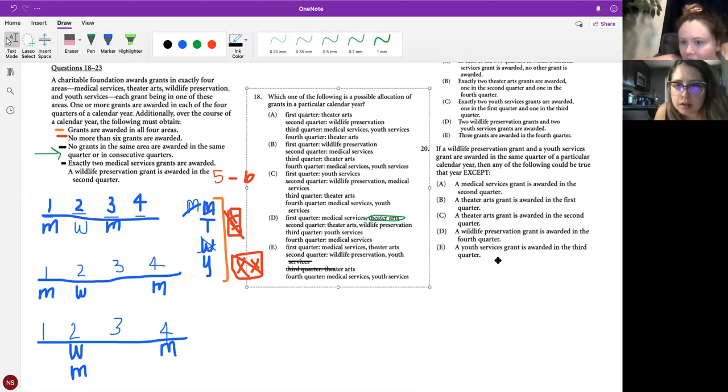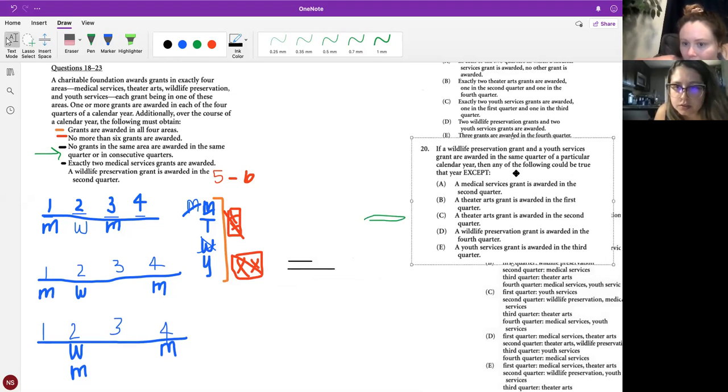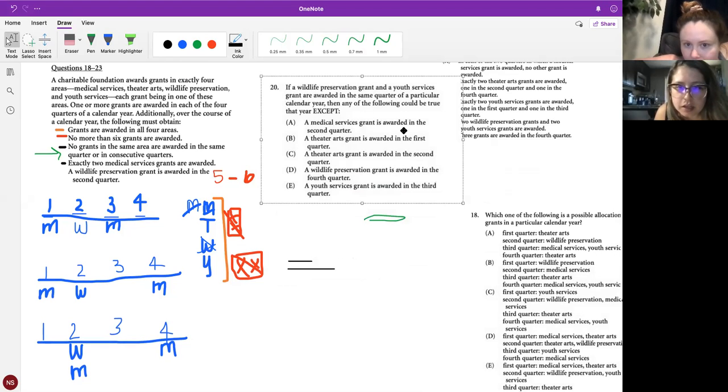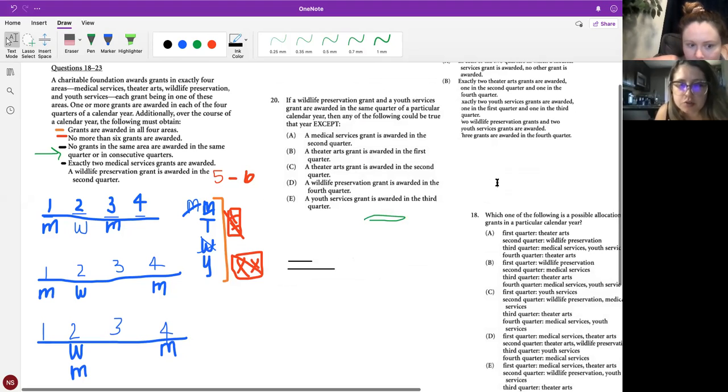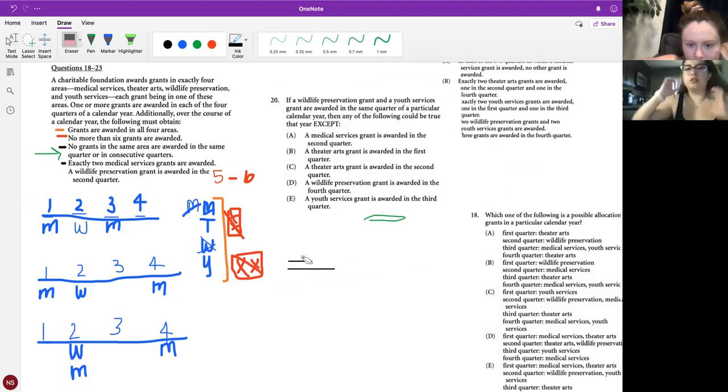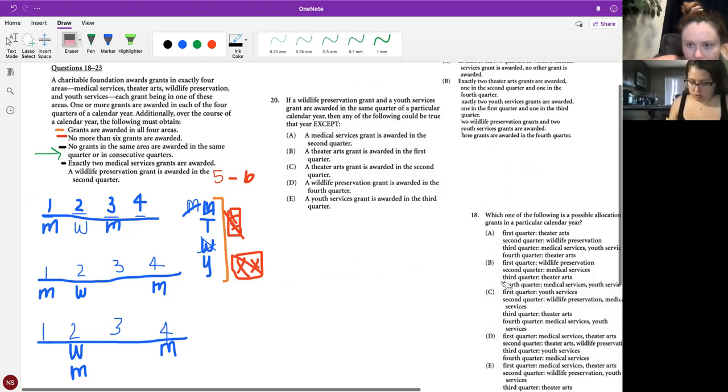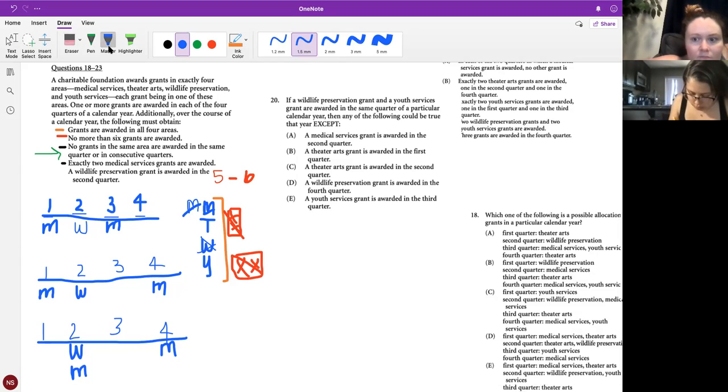All right. So if wildlife preservation grant and youth services are awarded in the same quarter of a particular calendar year, then any of the following could be true except. Okay, so we're looking for one answer choice that cannot be true. So you have wildlife and Y in the same quarter. So let's just put it in 2 since we know it has to be there. Which means then M is gonna go in at least 1, and then it can go in 3 or 4.